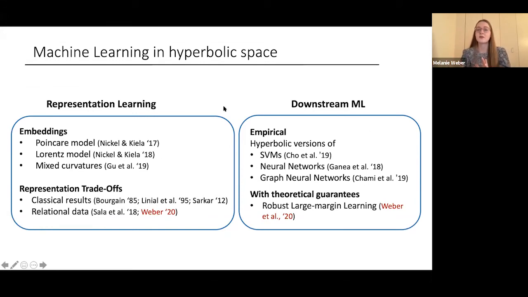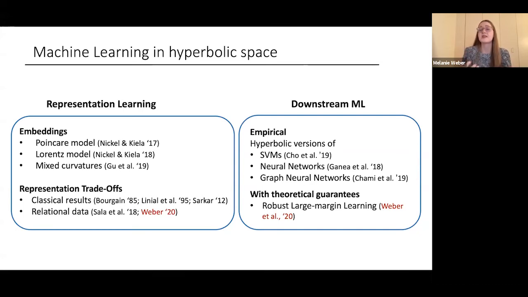And the second line of work has focused on actually utilizing those representations in downstream machine learning tasks. Here, much of the work has focused on empirical methods. People have proposed hyperbolic equivalents of support vector machines and neural networks, for instance. And on benchmark data, those have been shown to have a very good performance, also in comparison with the Euclidean counterparts of those methods. But what has been missing from the literature was really a theoretical understanding of that problem.